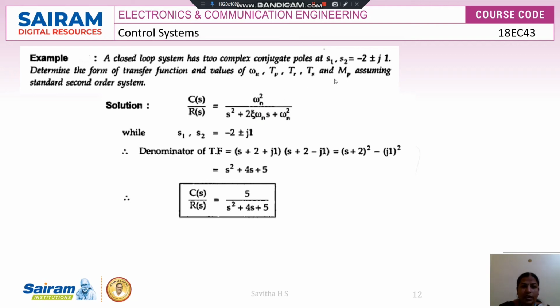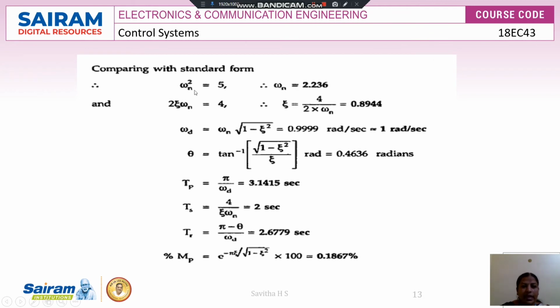The poles s1 and s2 are given as minus 2 plus or minus j1. So the denominator of the transfer function is s plus 2 plus j1 times s plus 2 minus j1. This will be s plus 2 whole square minus j1 whole square, which we can write as s square plus 4s plus 5. So C of s by R of s is equal to 5 divided by s square plus 4s plus 5.